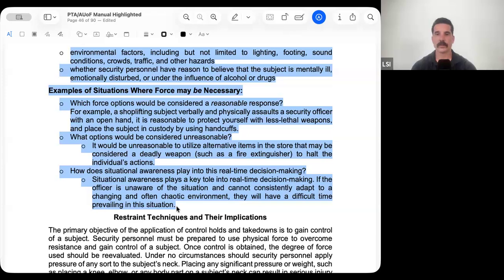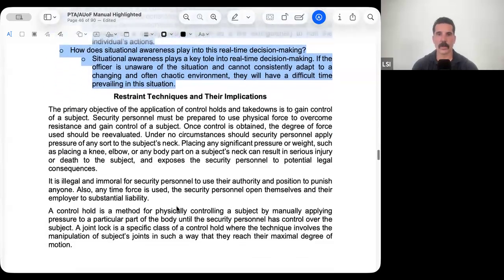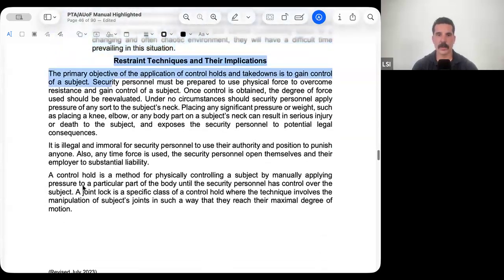How does situational awareness play into this real-time decision making? Situational awareness plays a key role in real-time decision making. If the officer is unaware of the situation and cannot consistently adapt to a changing and often chaotic environment, they will have a difficult time prevailing in this situation. All right, and then it continues.